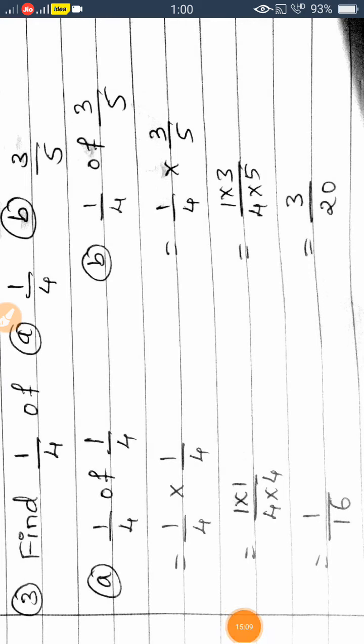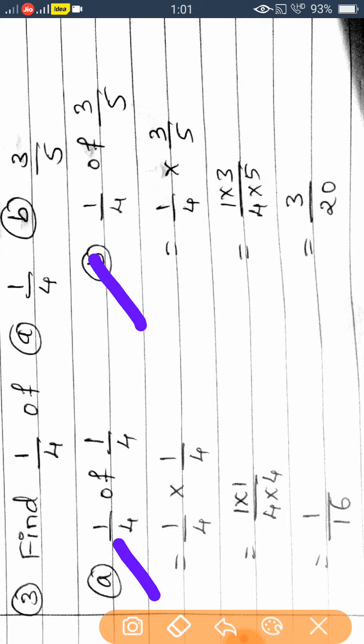Then see the next question, the third one. It is find 1 by 4 of 1 by 4 and 3 by 5. See, just now I said 'of' indicates multiplication. So in the first part I have chosen 1 by 4 of 1 by 4. Separately I have written 1 by 4 of 3 by 5. If any other question, C, D comes, you can write like this only and solve it.